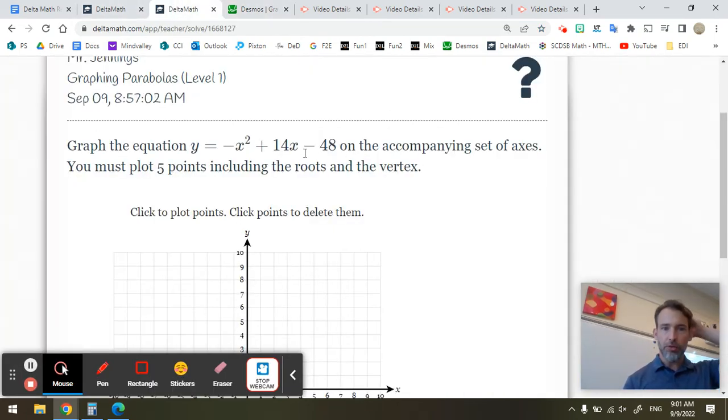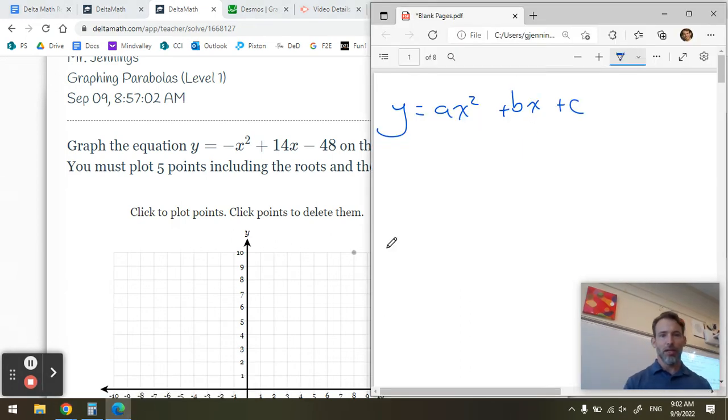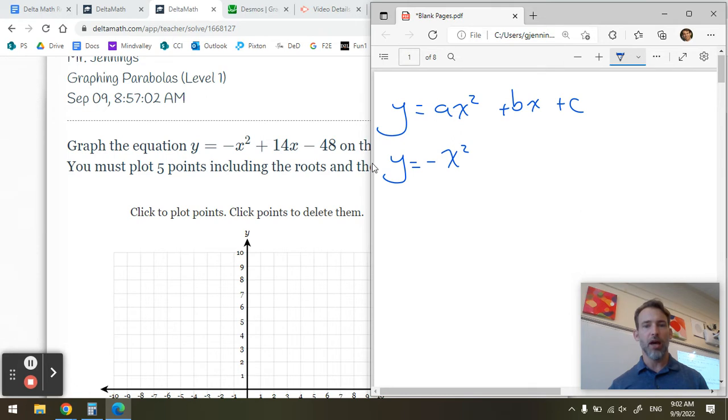So let's take a look at how we can use that to create a table of values and graph this parabola. In this case, I'm starting with y is equal to ax squared plus bx plus c. I have this parabola as y is equal to negative x squared, so it's opening downwards with a stretch factor of 1. It has a slope of 14 as it crosses the y-axis, so it's rising as it crosses the y-axis. That tells me that its vertex is in the negative x's because it's rising, and its vertex is down there at minus 48.